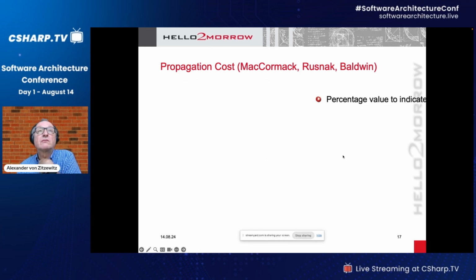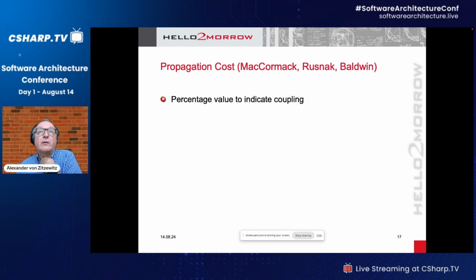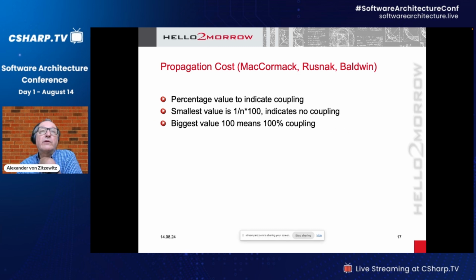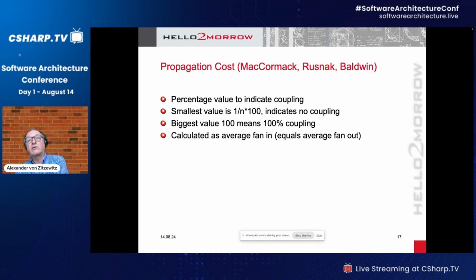Propagation cost is basically the percentage value to indicate coupling. We learned that Apache Cassandra had about 70% propagation cost. And we can calculate that very easily by either taking the average value of fan in or the average value of fan out. Or we can divide average component dependency by the number of components. Once more, it gives us the same value. All result in the same number, which is a percentage value that tells us how strong the coupling in our system is.